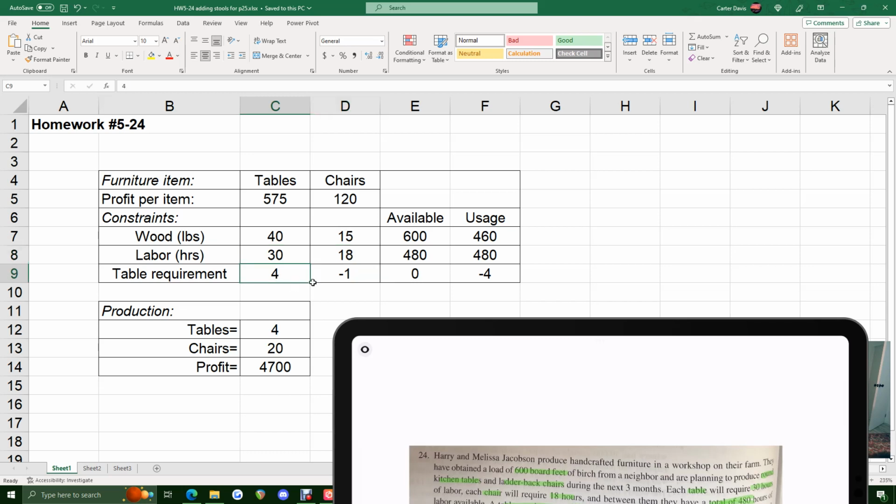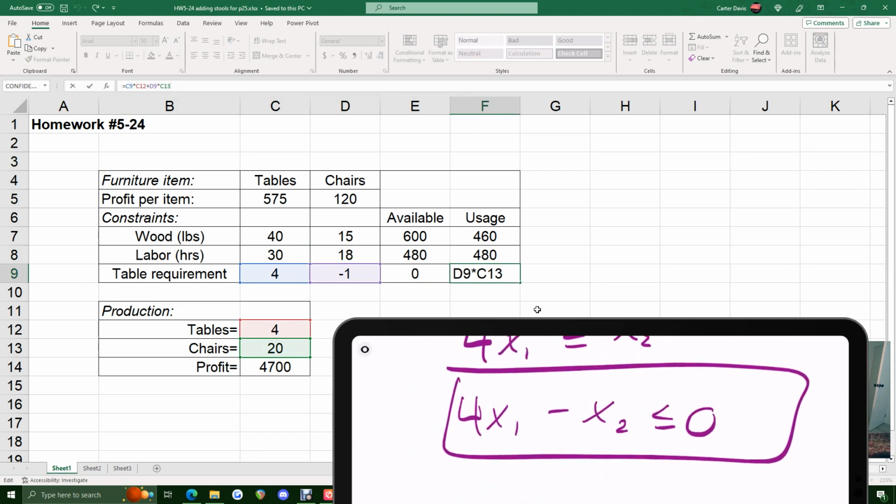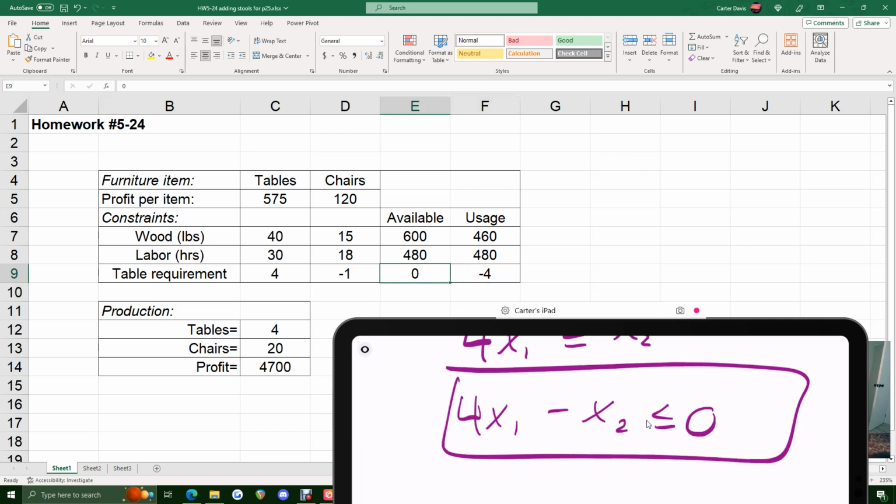And then table requirement, check this out. I think they did it right here. Look at this equation here. Let me pull this back up. They said C9 times C12, that's the number of tables, or sorry, it's table requirement. So it's 4 times the number of tables minus 1 times the number of chairs. So 4 times the number of tables minus 1 times the number of chairs, right? And then we'll see in the solver that they set this less than or equal to this 0 here.